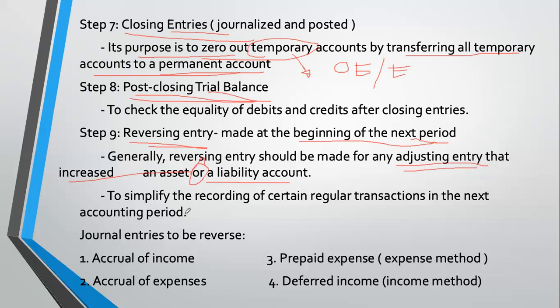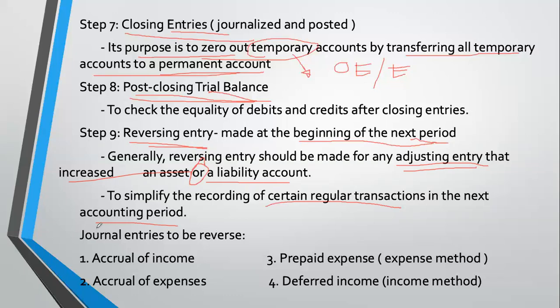Another purpose of reversing entries is to simplify the recording of certain regular transactions in the next accounting period, so that your journal entry for certain transactions in the next accounting period is normalized. That's why we prepare reversing entries. So that whatever your normal recording is, it goes back to that for certain transactions. So again, we only reverse those adjusting entries that increase an asset or liability account.